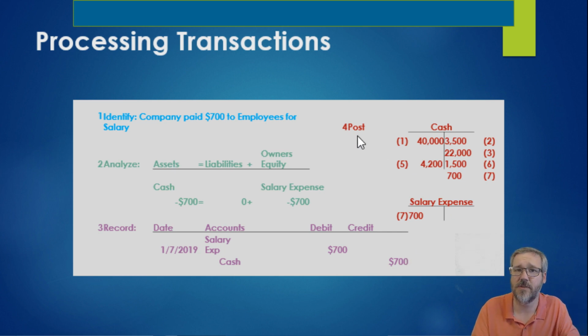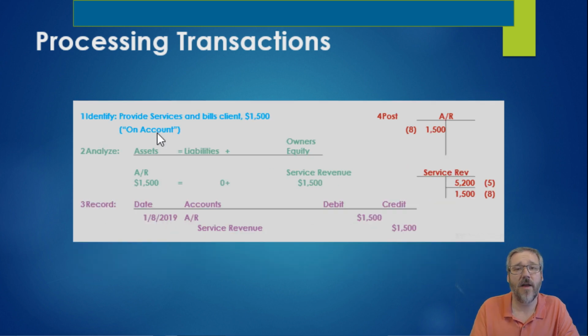When I post these amounts, these numbers into these accounts, I can see again cash going out of $700. Salary expense, technically it's going up, right, by $700, but the net effect is it reduces owner's equity by $700. This side of the equal sign goes down by 700. This side of the equal sign goes down by 700. My equation still balances.